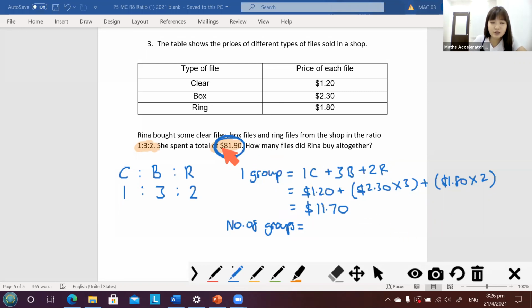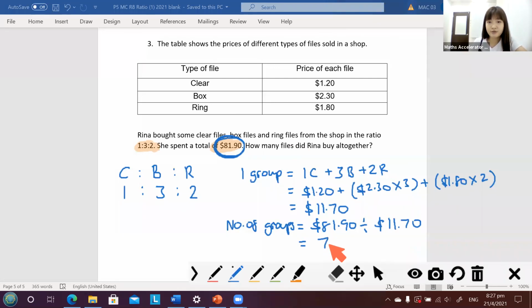So you take the total, divide by one group, $11.70, to find out the number of groups you have. How many did she have inside the $81.90? So that will get you 7. 7 groups. So how many files did Rina buy altogether?